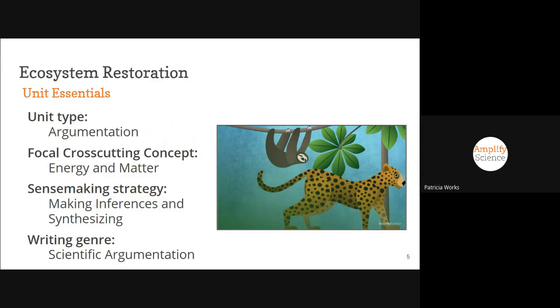Every Amplify Science elementary unit also includes focal sense-making strategies, which students leverage as they read and also during investigations. This unit's sense-making strategies are making inferences and synthesizing. The main writing genre in this unit is scientific argumentation.